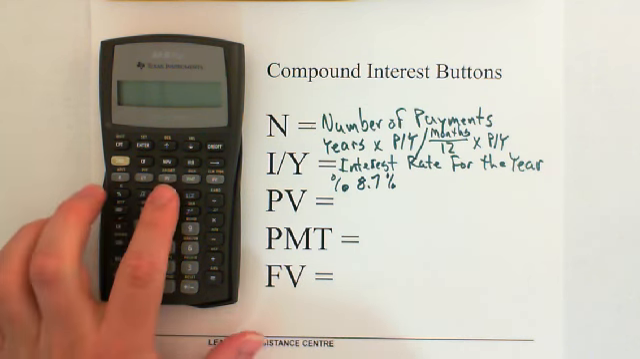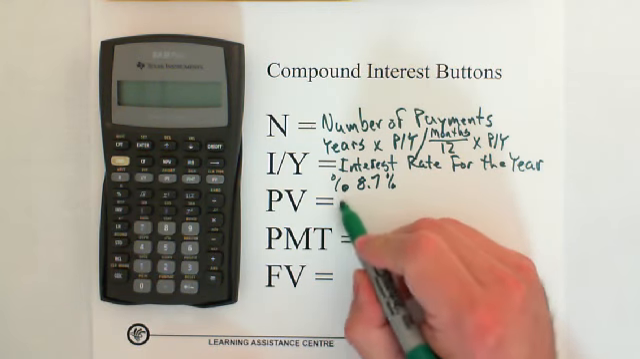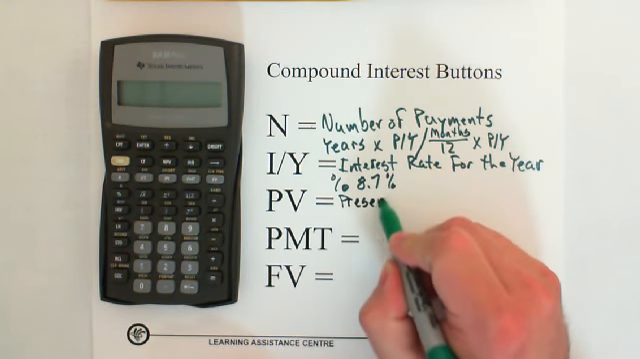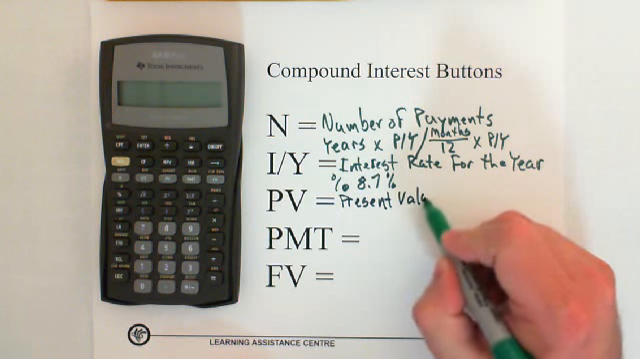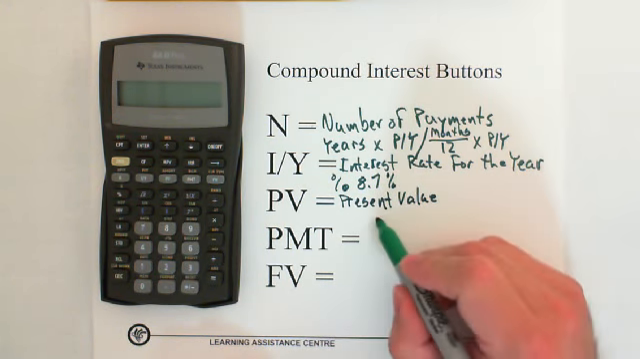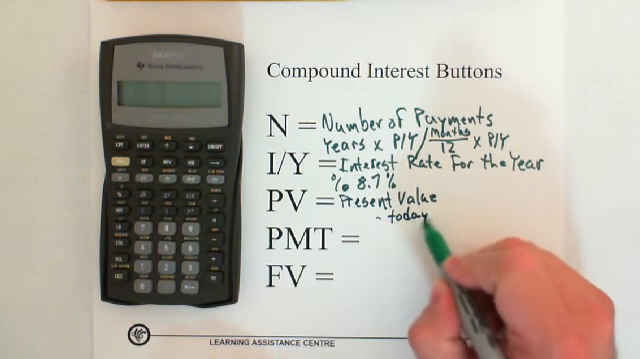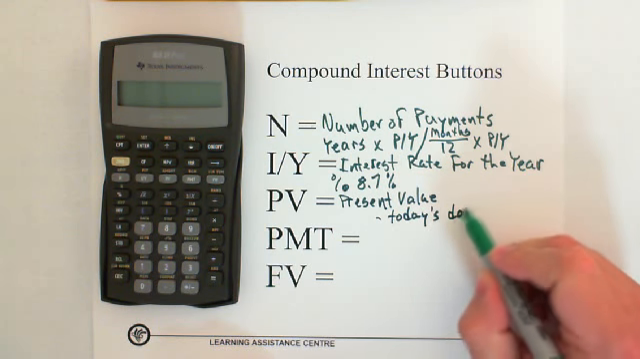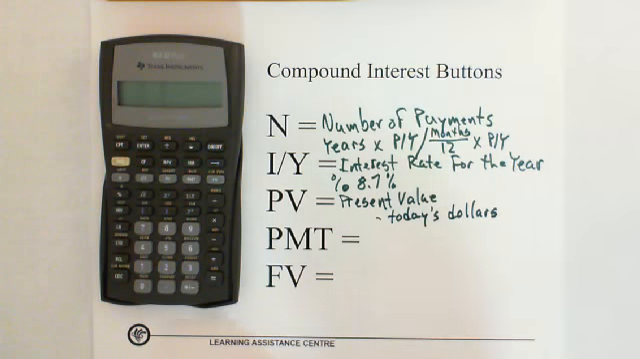The middle button is our PV, present value. And our present value just means this is today's dollars. So how much money do we have right now?